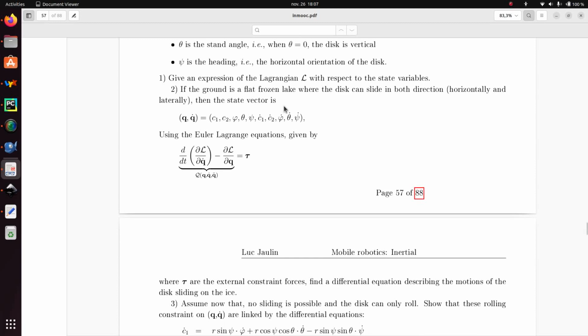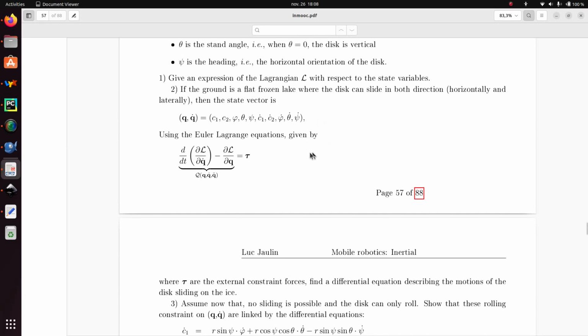Question number 2. We first assume that the wheel is on a flat frozen lake, so it can slide in all directions, horizontally and laterally. So, as we'll see later, there are no non-autonomous constraints. In this situation, q and q dot will correspond to the state vector, and we have q here and the derivative, so a state vector of dimension 10.